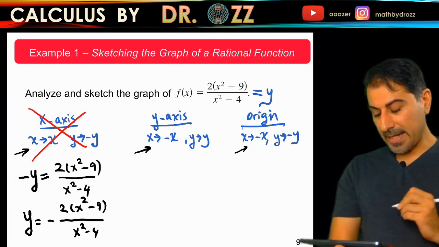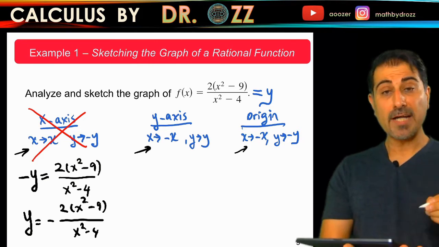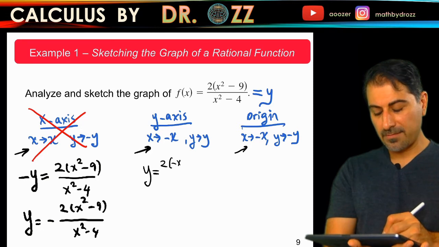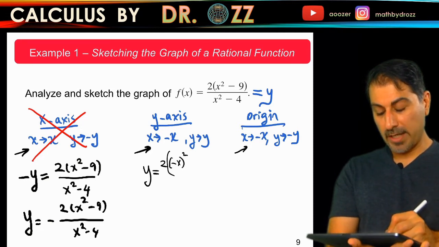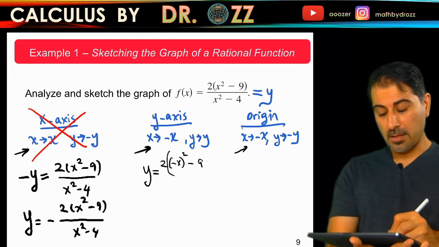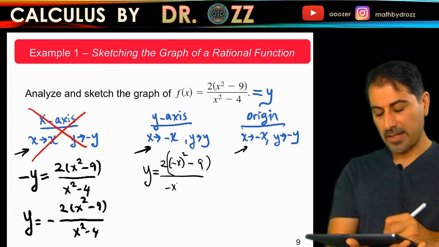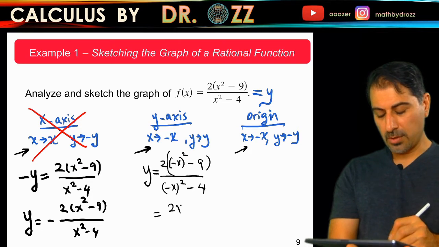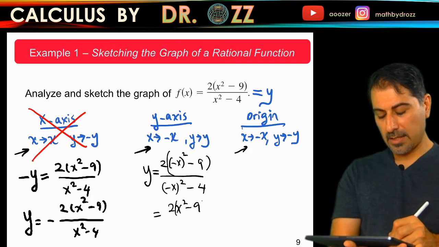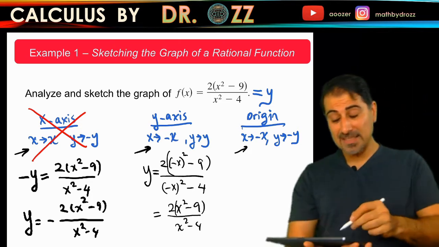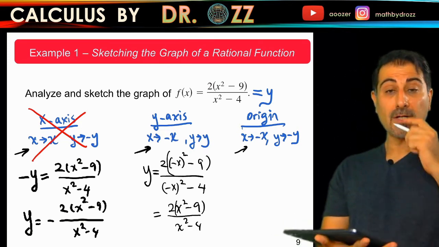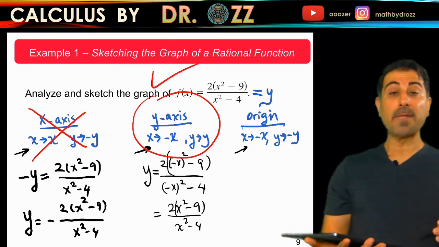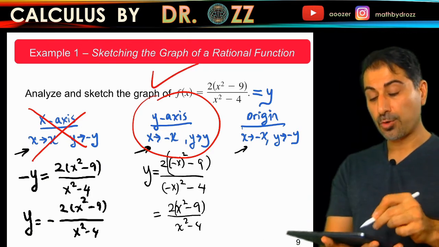And let's look at x replaced by -x and y replaced by y. So here we go, y equals 2(-x) squared, that's quantity squared by the way, minus 9, over (-x) quantity squared minus 4. This implies that you have 2x squared minus 9 over x squared minus 4. It's the exact same expression we start with for function y. So we do have the symmetry about y-axis for sure.